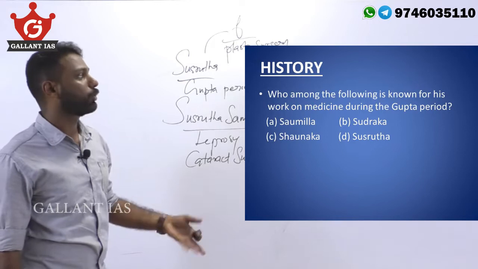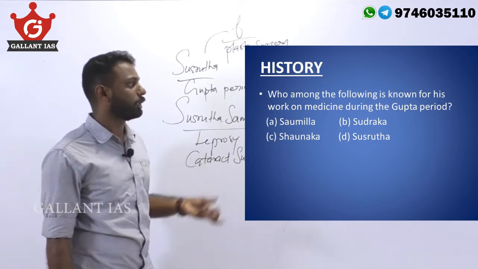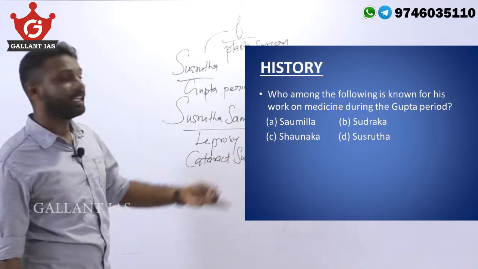So regarding our question, who among the following is known for his work on medicine during the Gupta period? Answer is D, that is Sushruta.